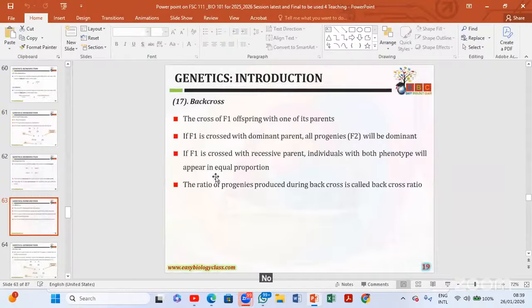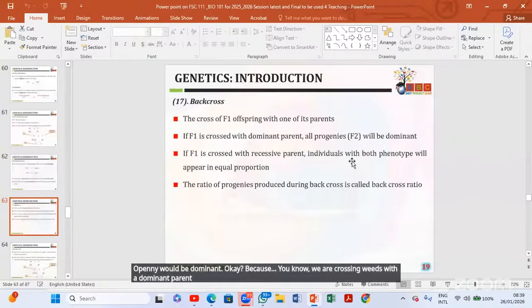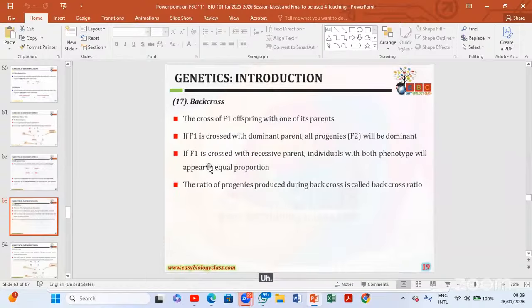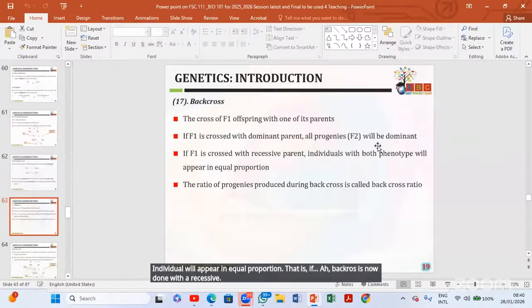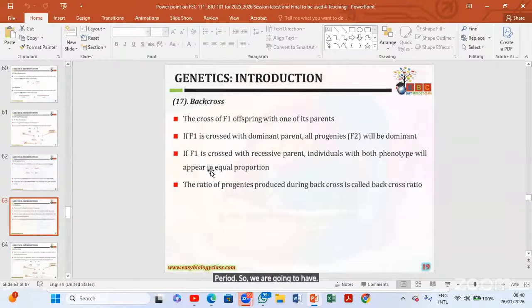Now look at what I have here. If F1 is crossed with the dominant parent, all progeny, F2, will be dominant, because we are crossing with a dominant parent. So all the offspring will express the dominant trait. If it's crossed with the recessive parent, individuals with both phenotypes will appear in equal proportion. That is, if back cross is now done with a recessive parent, we are going to have the phenotype of the two parents in equal proportion.